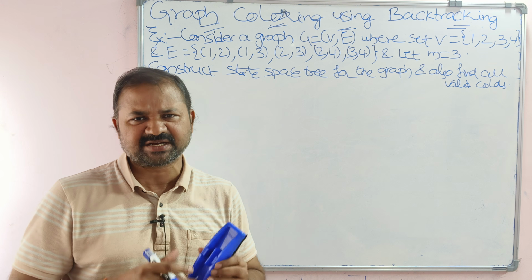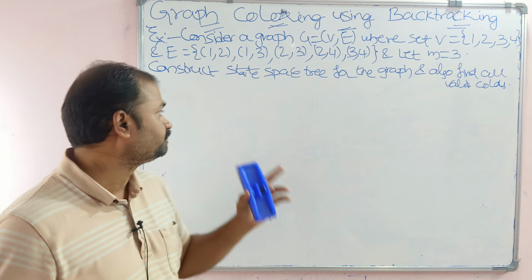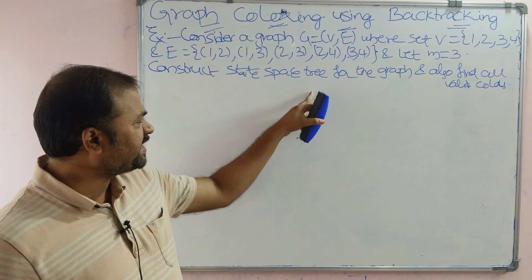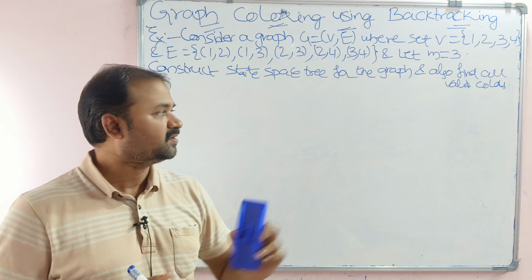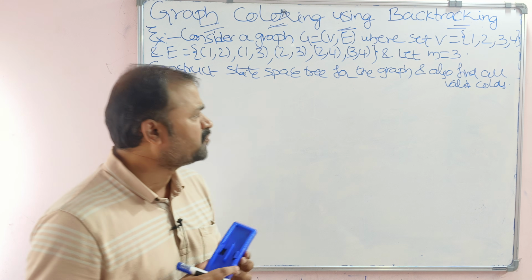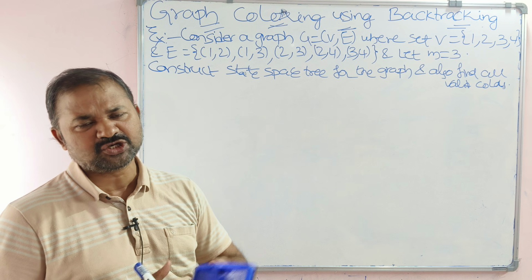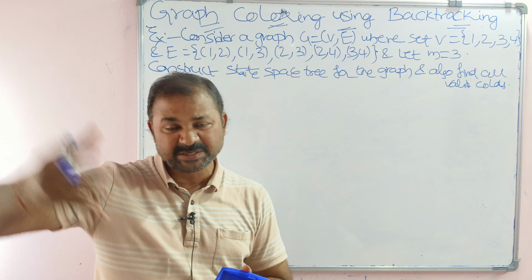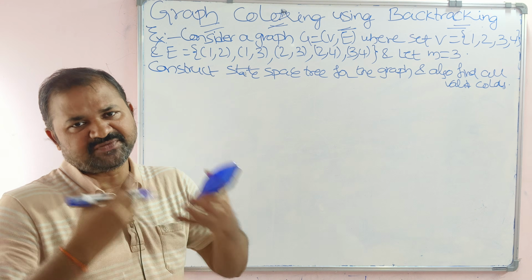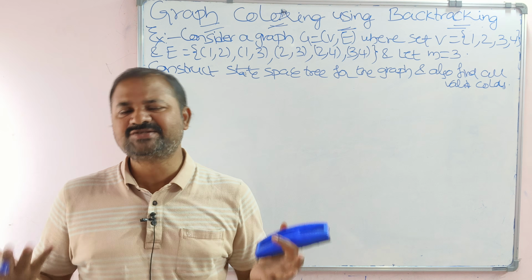Maximum number of colors, we can use 3 colors now. Construct the state space tree for the graph and also find all valid colorings. The state space tree by default shows all the possible solutions, so it will show all the valid solutions only.